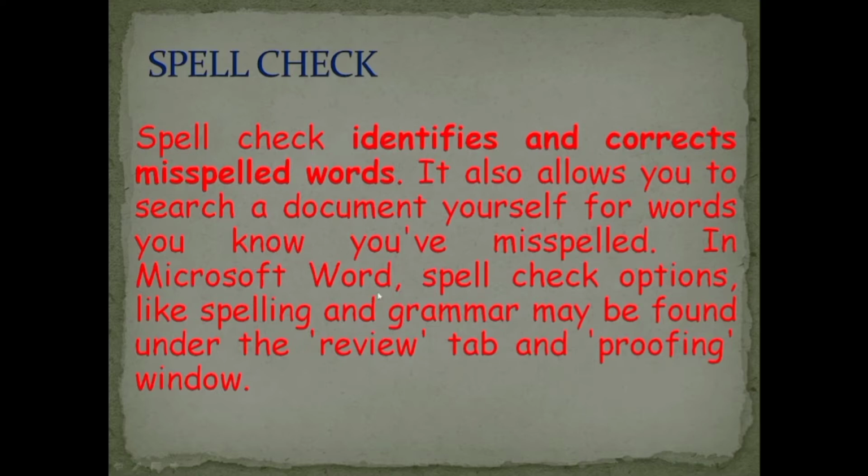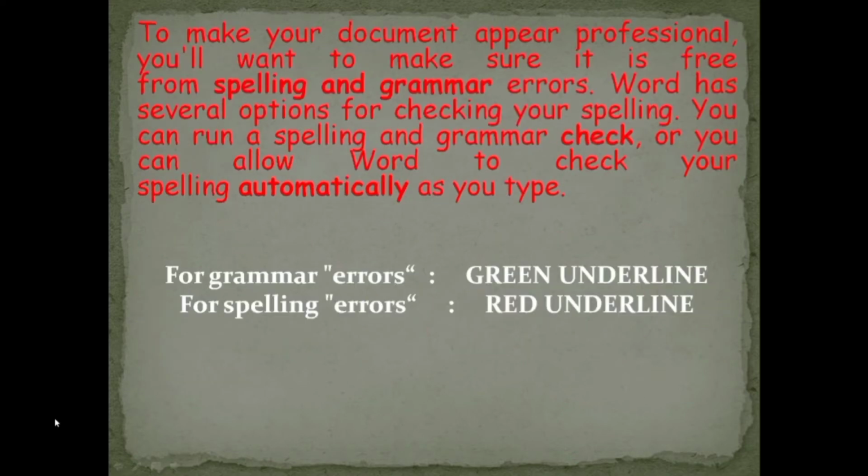In Microsoft Word, spell check options like spelling and grammar may be found under the Review tab and Proofing window. To make your document appear professional, you will want to make sure it is free from spelling and grammatical errors. So Word has several options for checking your spelling. You can run a spelling and grammar check, or you can also allow Word to check your spelling automatically as you type.